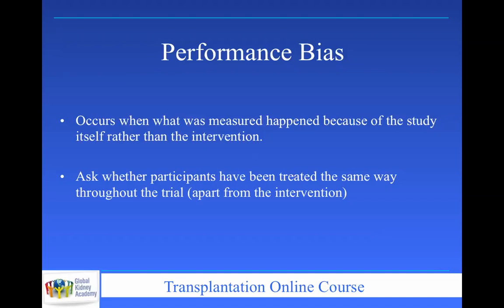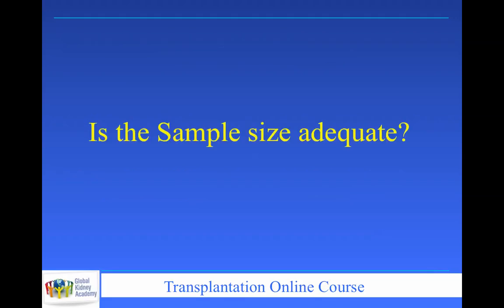So unblinding can risk performance bias by the investigator, leading to better performance, better overall management of one group over the other, and consequently better outcome, maybe unrelated to the underlying primary endpoint and primary trial question.